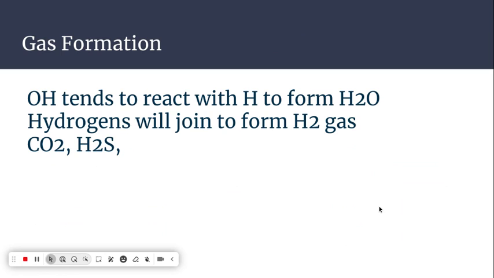And the last thing we're going to look at for neutralization reactions is gas formation. And these are just some helpful tricks. So hydroxide tends to react with hydrogen to form H2O, which we saw in the last problem. Next, hydrogens can join to form hydrogen gas. And so you're going to just be careful to find and look for any gases that may form in your equation. For example, you can form carbon dioxide or hydrogen sulfide gas.